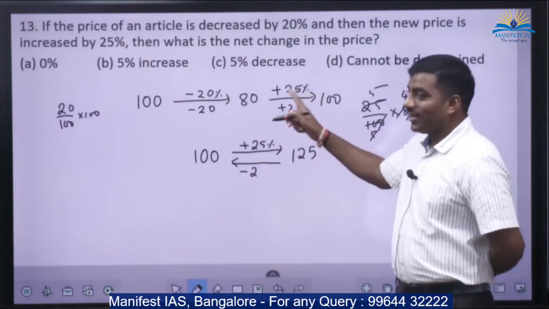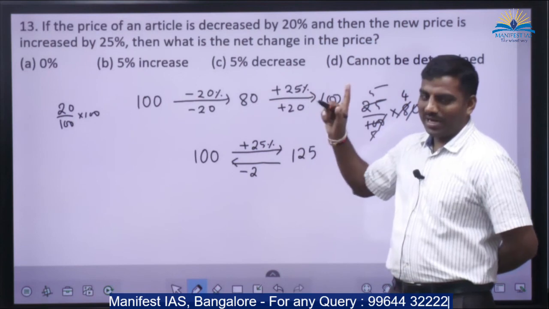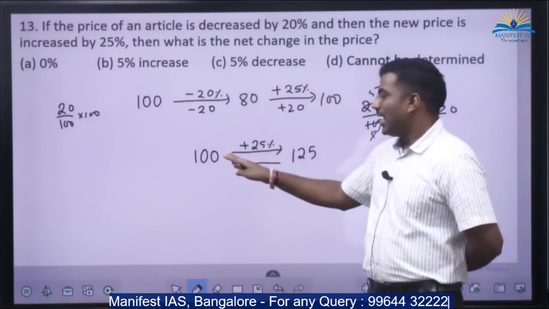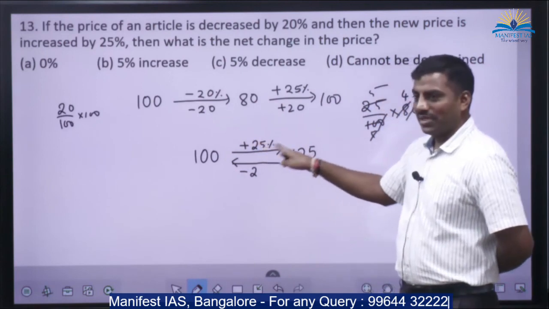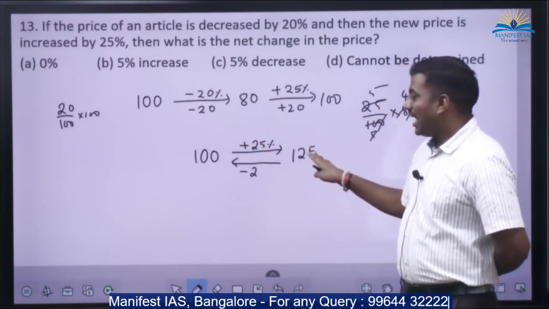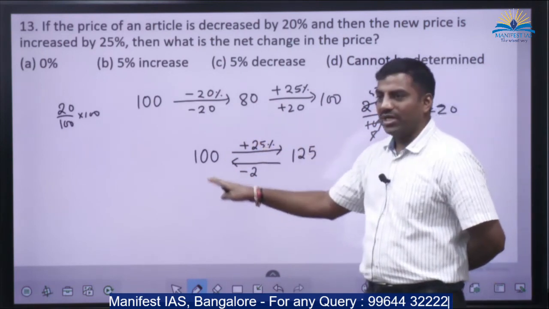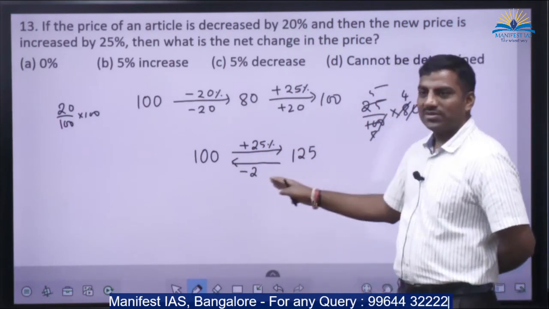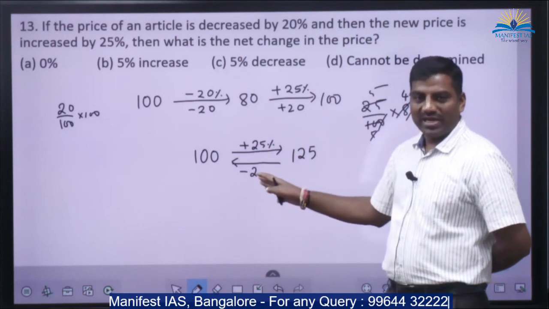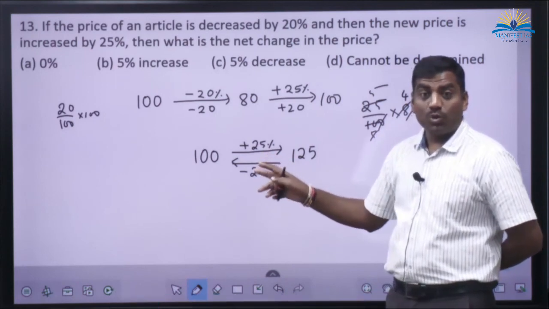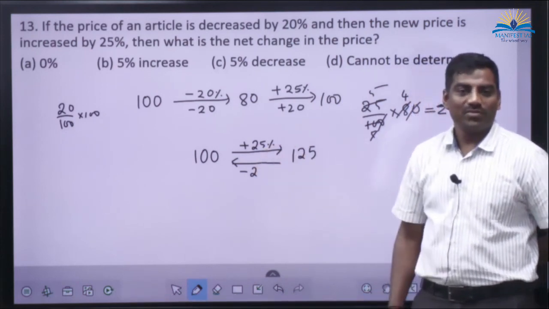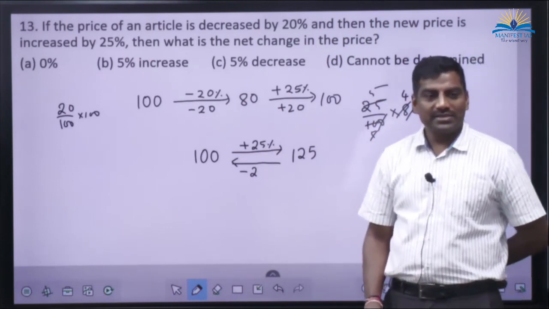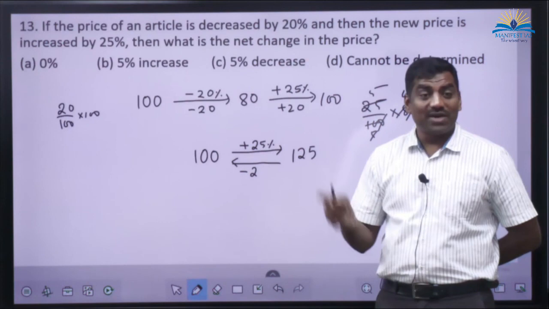Don't, get a clue from here, I'm telling you. Calculate, no? 100 plus 25% of it is 125. And finally, you have to make this 125 as 100. How much you have to reduce? You have to reduce 25, right? But 25 is what percentage of 125?